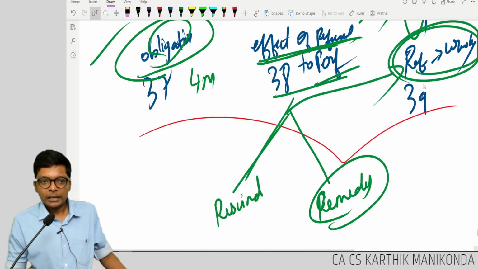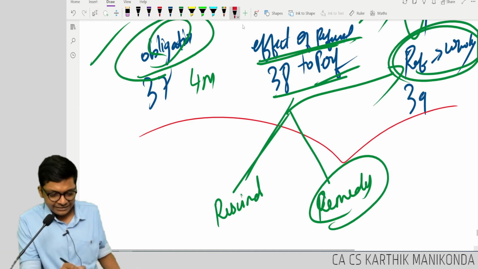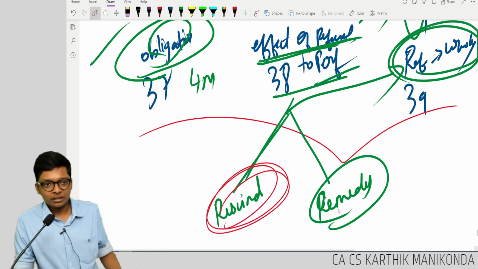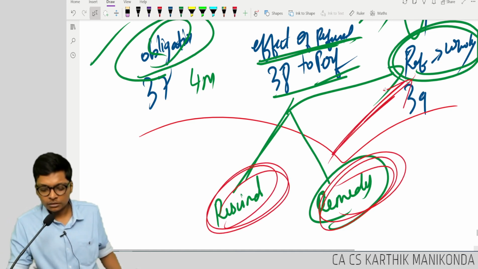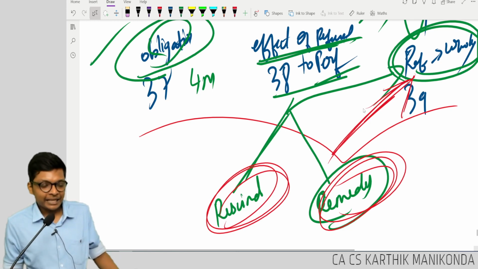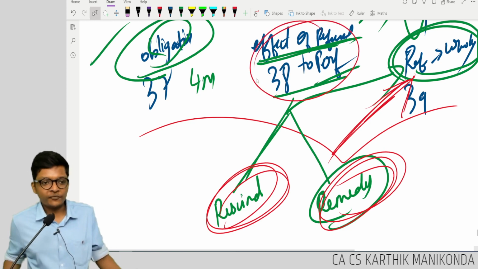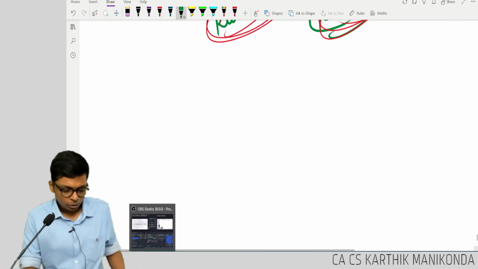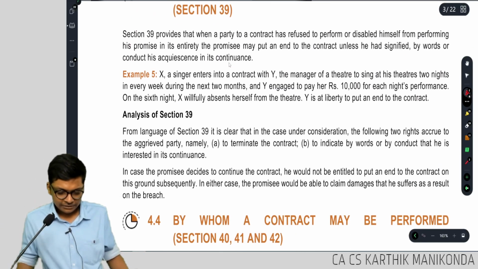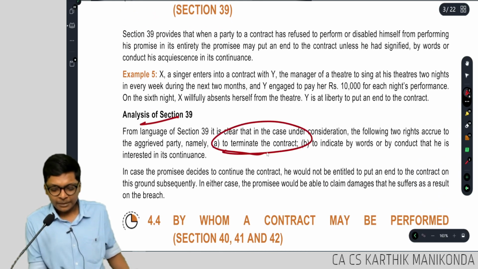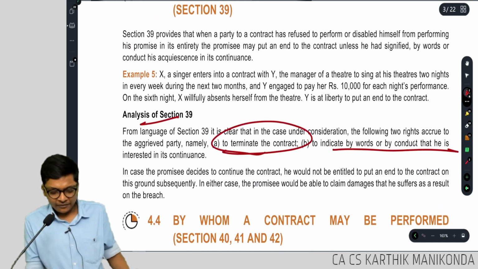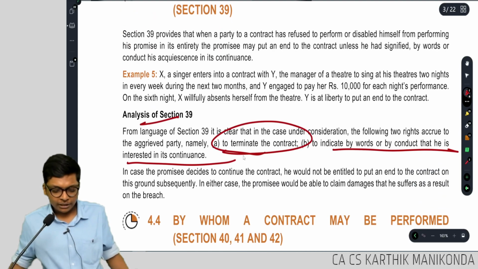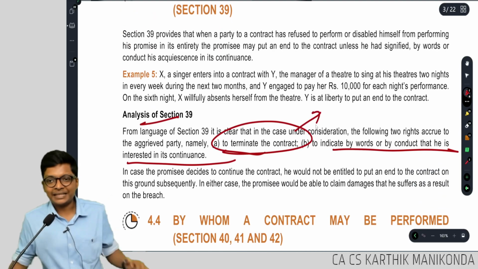Refusal to perform. So what we discussed, the answer is same. You can rescind or claim remedy in section 39. What is the effect of refusal to perform the contract? Now look at these 3 points. See, here only 39 says you can terminate the contract or indicate by verse that he is interested to continue. Terminate means you have all that damages, all of that.